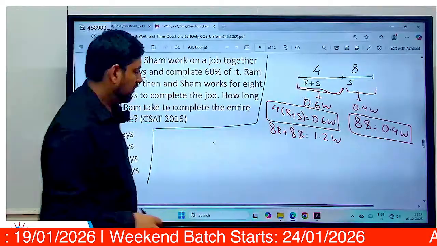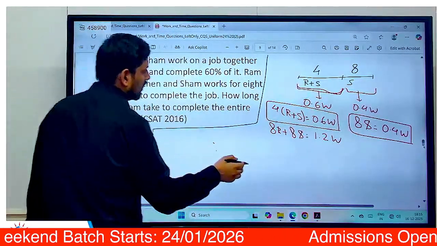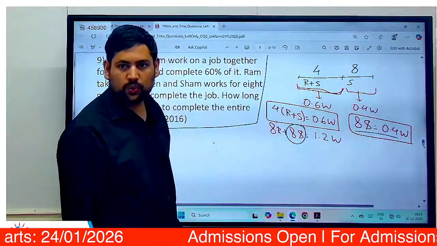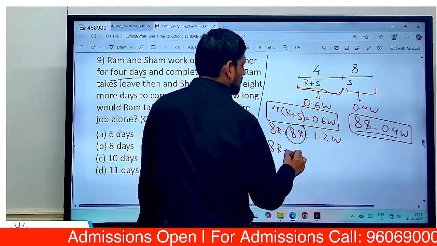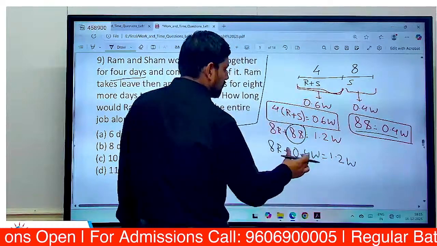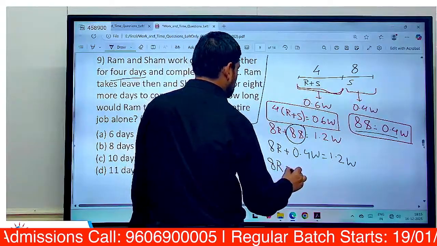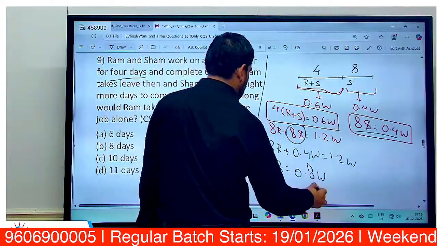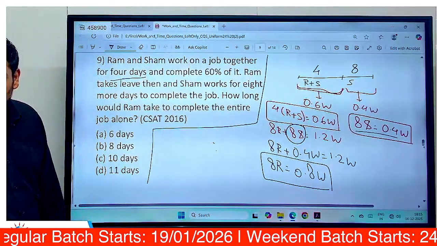This is fine. Now, I will replace this 8S with 0.4 W. Correct? Because I have to eliminate this. So this becomes 8R plus 0.4 W is equal to 1.2 W. 0.4 W, if I send it there, it will be subtracted. So I'll get 8R is equal to 1.2 minus 0.4, which is 0.8 W. 8R is equal to 0.8 W.